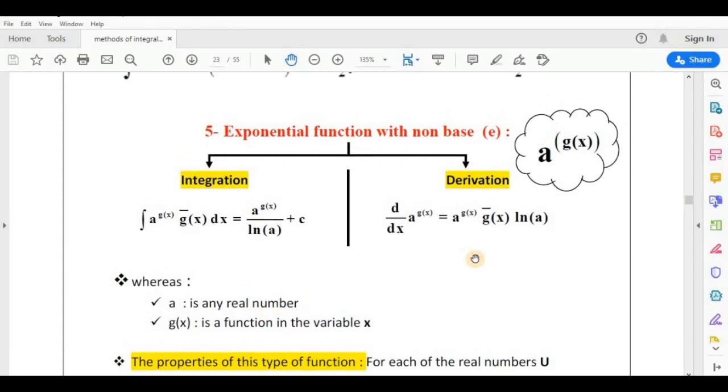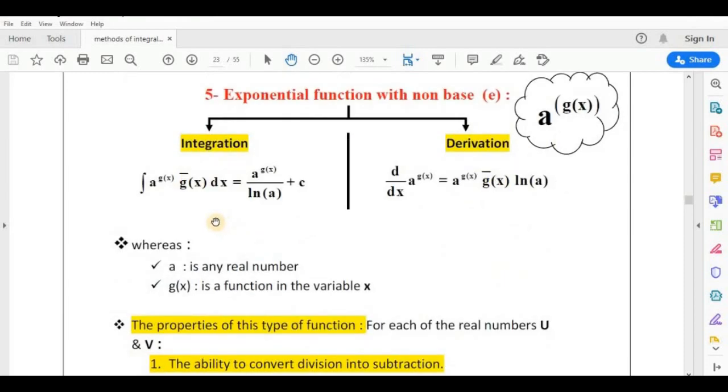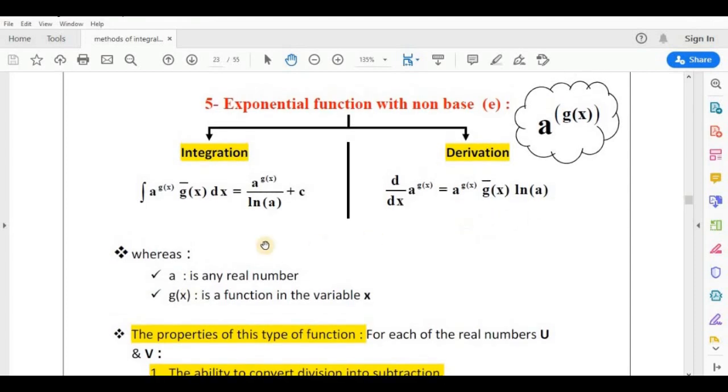Today we have this special function, the exponential function with non-base e, and this is a special form for the integration and the derivation for this type of function. You see how it looks like. The integral of a to the power g multiply g dash. This is the derivation of this function. So the result for this integral will be a to the power g divided by ln a.